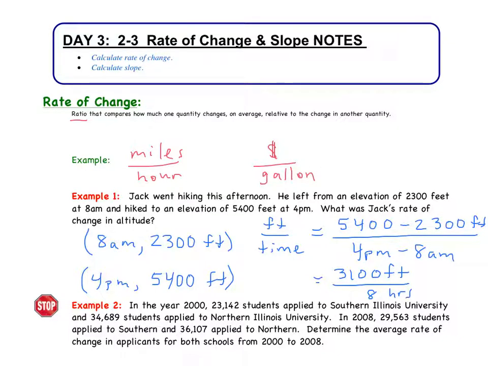All right. So we always want to make sure that we simplify. So 3,100 over 8 is really 775 feet every 2 hours. We might also talk about it in terms of a decimal. So instead of saying every 775 feet, 2 hours have passed, we can go ahead and say that his change in elevation over time was 387.5 feet per hour. Okay?